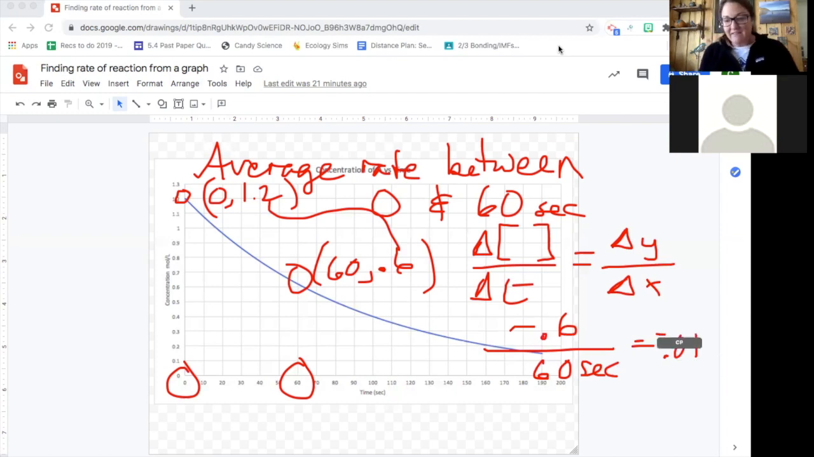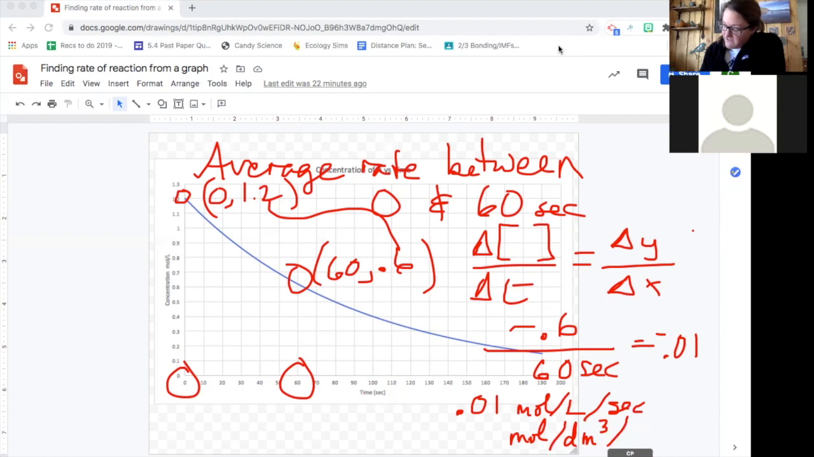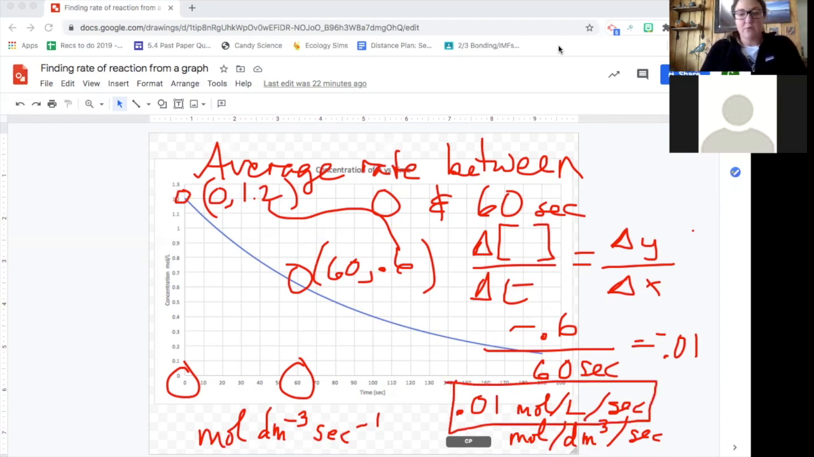It's technically negative 0.01, but we ignore the negative sign. We tend to express the rate of a reaction as a positive value instead of a negative value. My units are going to be moles per liter, which was the units of concentration, divided by seconds. Or you may see it as moles per decimeter cubed per second, or you may see it as mol dm^-3 s^-1. Any of those units are acceptable. The value here would be 0.01.